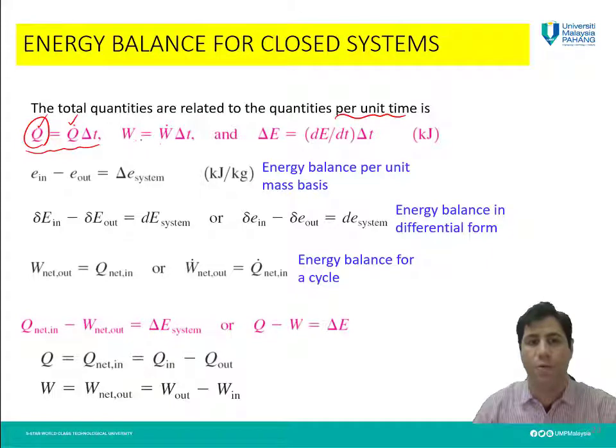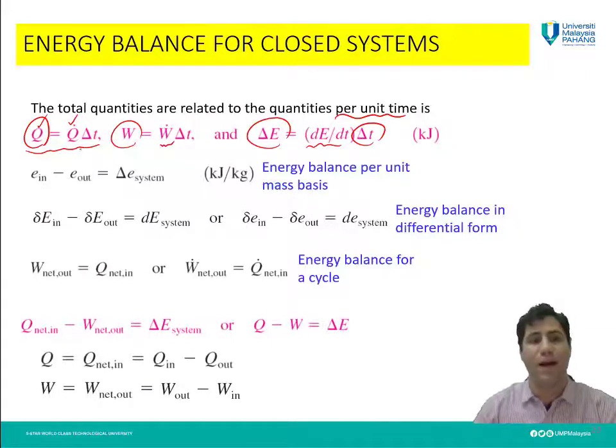Same for work, work rate or power, times delta T, or the time interval for that process, will give us W, or work of the system. And same for delta E of the system, which is dE divided by dt times the time for that process.